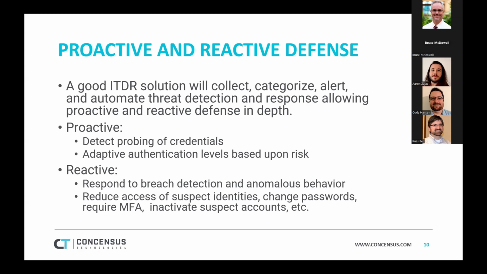On the proactive side, you can have the identity system communicate back up to the security center, probing of credentials, the trying of doorknobs, multiple attempted logins or things like that. You can also use that to create an adaptive authentication level according to perceived risk, device fingerprinting, leading to additional authentication requirements, such as multi-factor authentication and so forth.